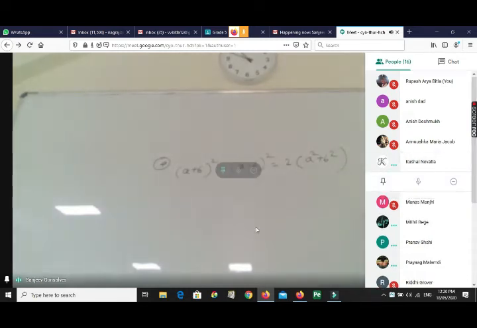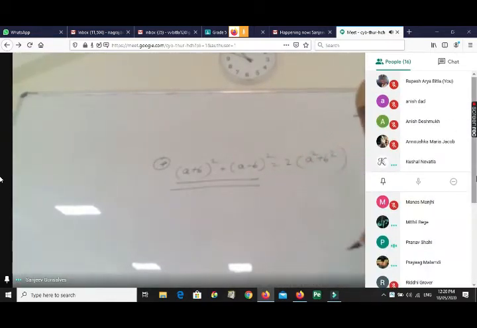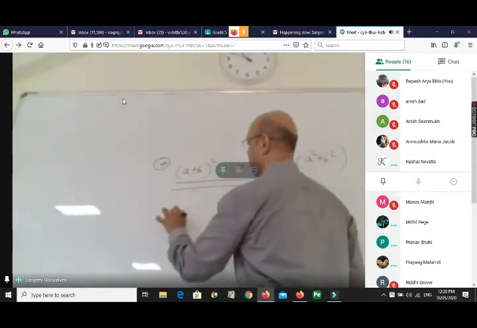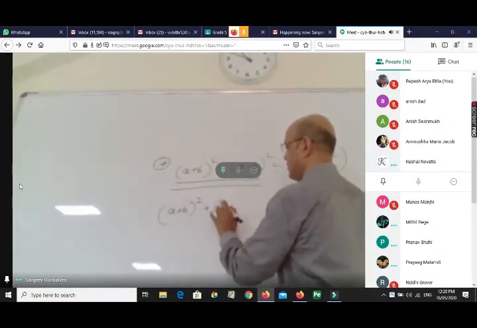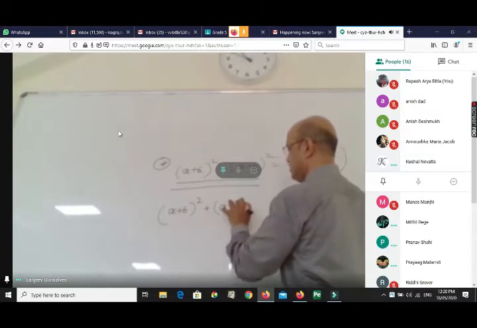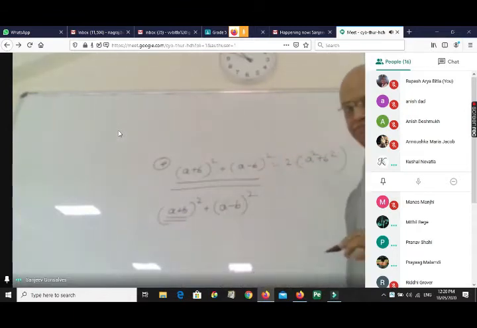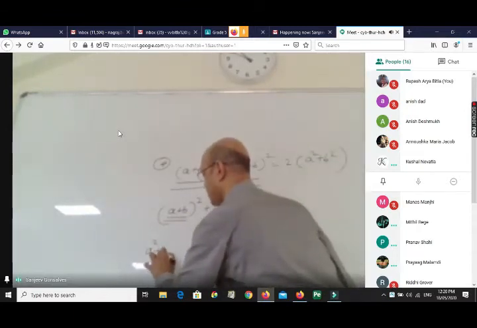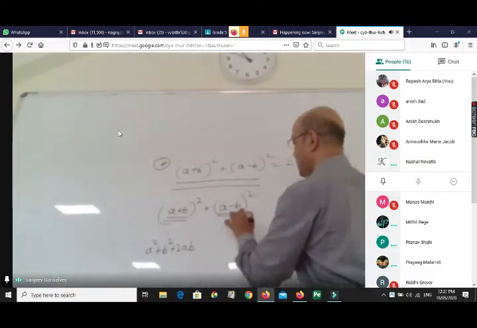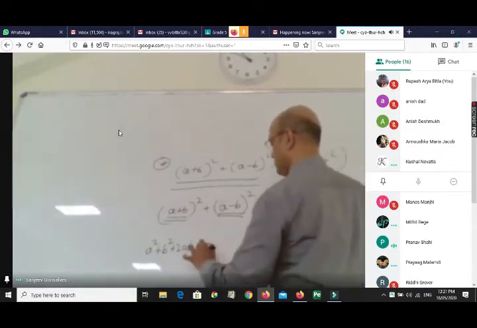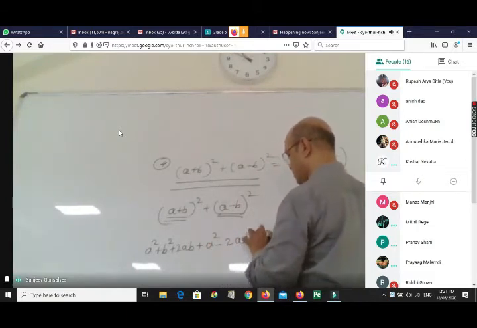You know how we'll get this formula? Can anyone verify it? Left hand side: (a plus b) whole square plus (a minus b) whole square. What is the expansion for (a plus b) whole square? That is a square plus b square plus 2ab. And the expansion for (a minus b) whole square is a square minus 2ab plus b square.